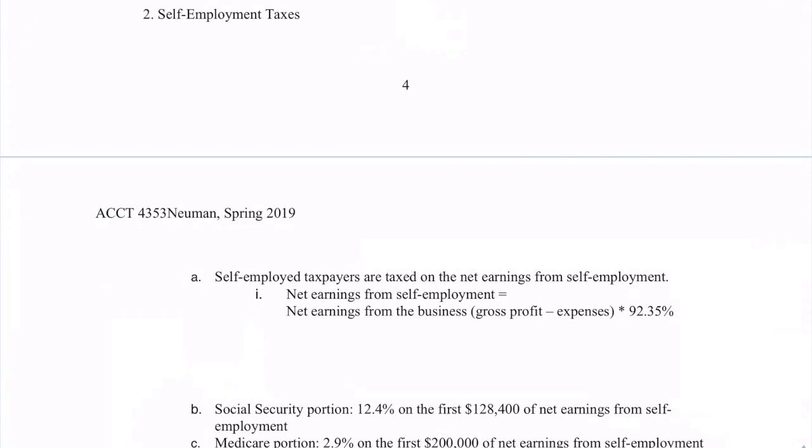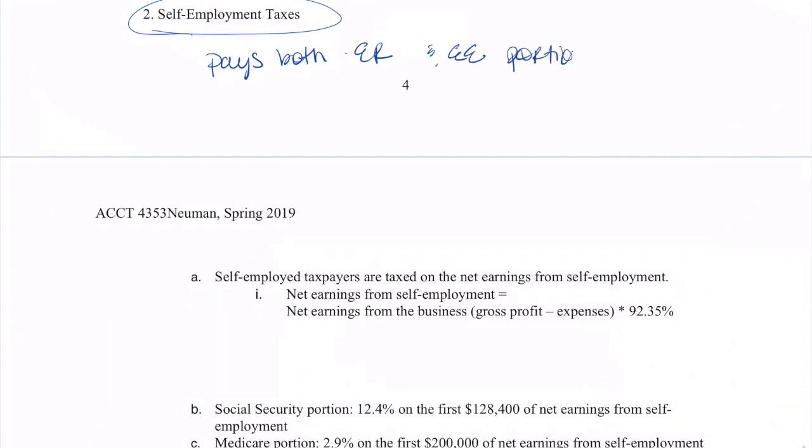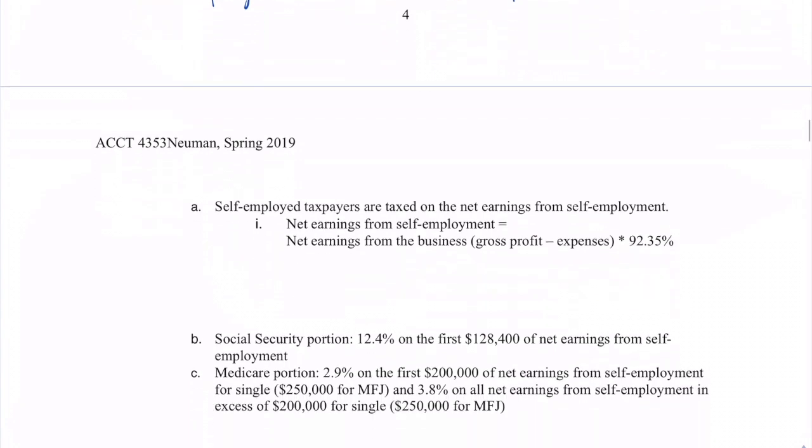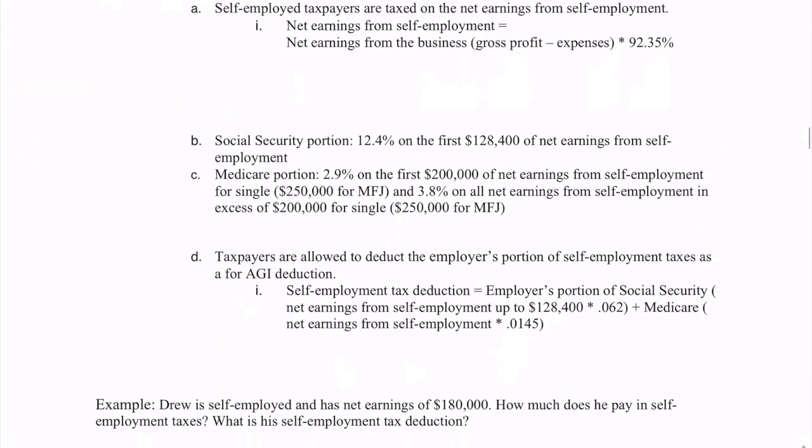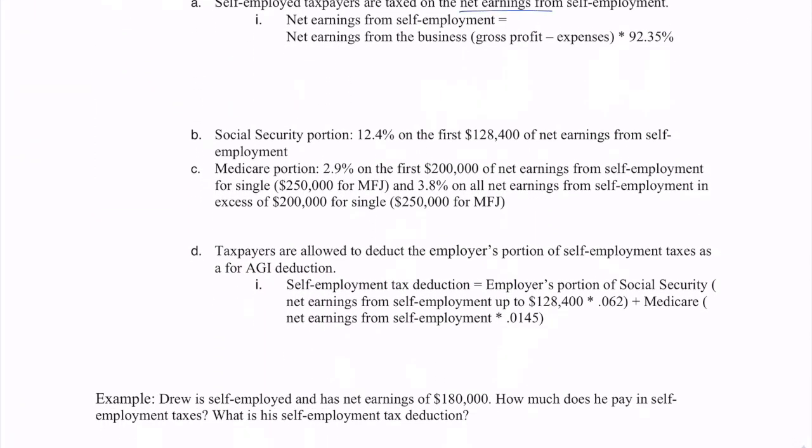All right, so self-employment taxes are different. So in this situation, we have the self-employed person who pays both the employer and the employee portion of taxes. All right. So the self-employed taxpayers are taxed on the net earnings from self-employment.